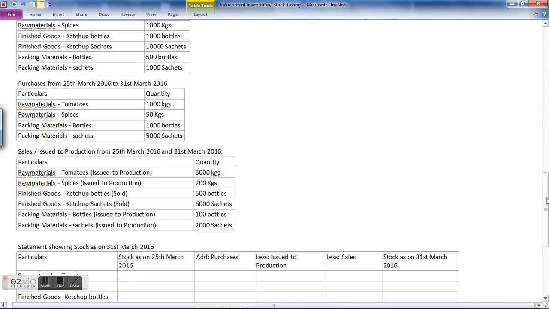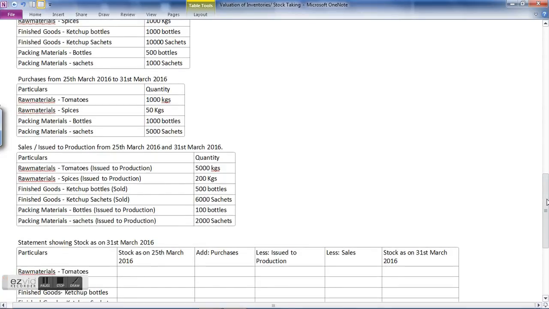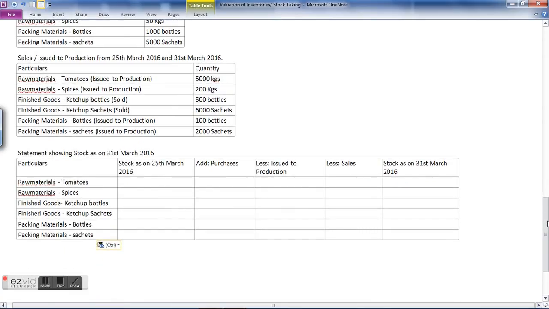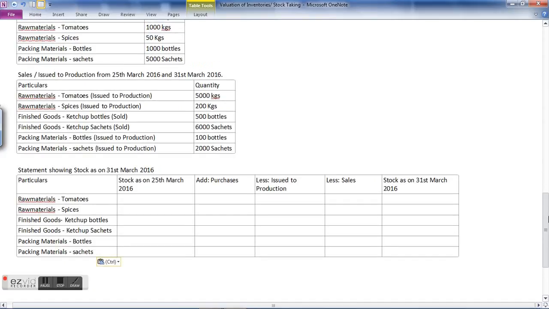Okay, then you have sales, or you have issued to production from 25th March 2016 to 31st March. Now this is a manufacturing industry, so what you will be selling is only finished goods, that is ketchup bottles or ketchup sachets. Correct. You won't be selling the raw materials. So these raw materials and packing materials are issued to the production. Correct. Now let's prepare a statement showing the stock as on 31st March 2016. Okay. So first we'll put the stock as on 25th March.